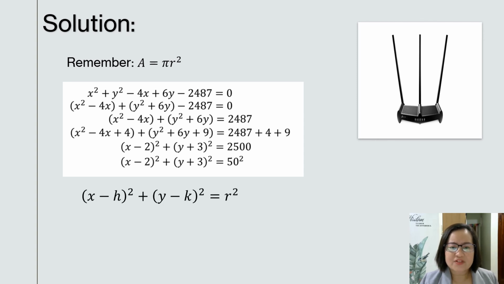We recall the standard form of the equation of the circle, which is the square of x minus h plus the square of y minus k equals r squared, where h and k are the coordinates of the center and r is the length of the radius. So in the given equation, the square of x minus 2 plus the square of y plus 3 equals 50 squared, r is equal to 50.